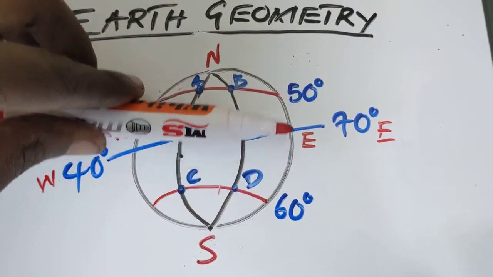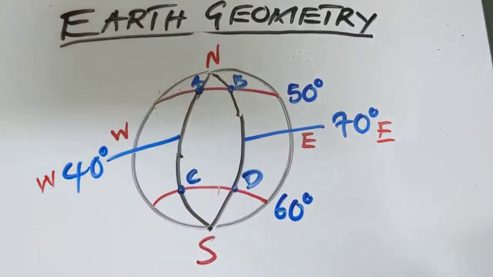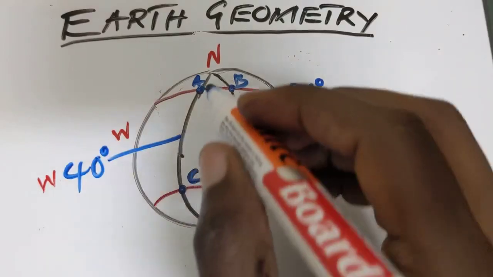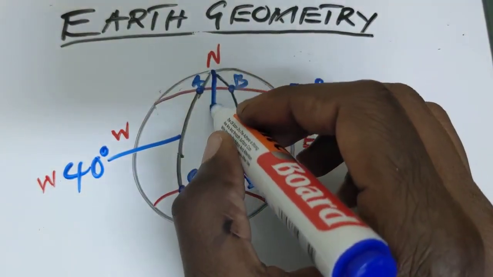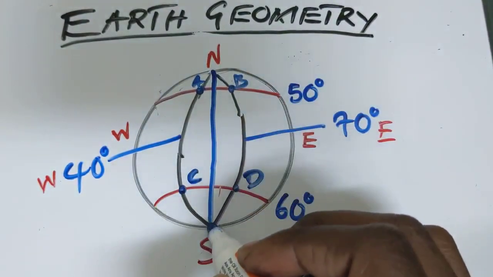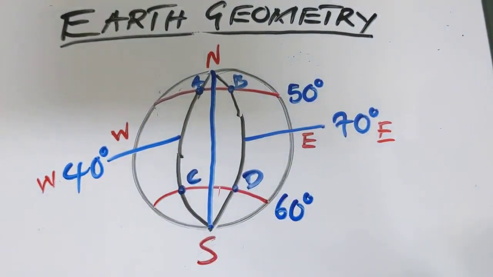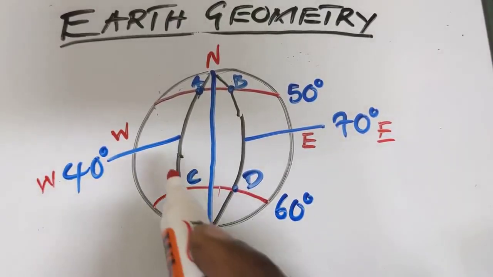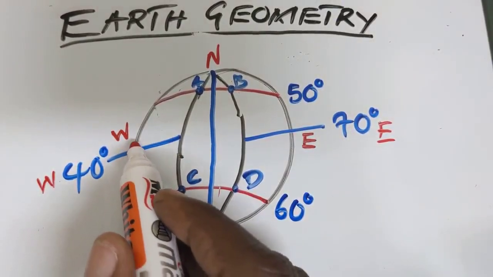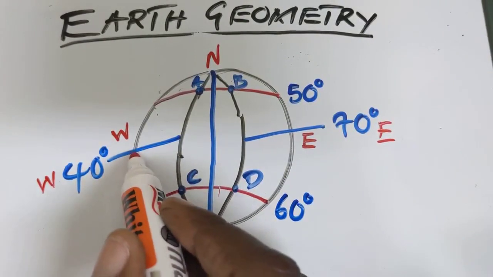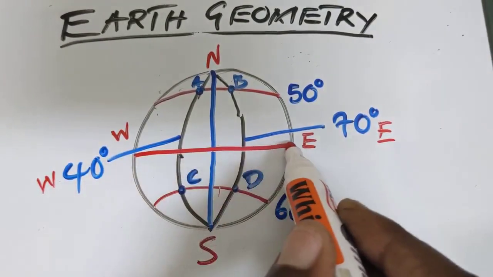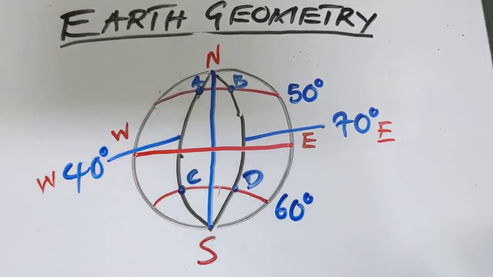There is this part, there is a line. Let me just draw these lines. Probably you might be confused with these lines. So this is a line in blue. That is the Greenwich meridian. Then there is this line in red. It comes like that. That is the equator.